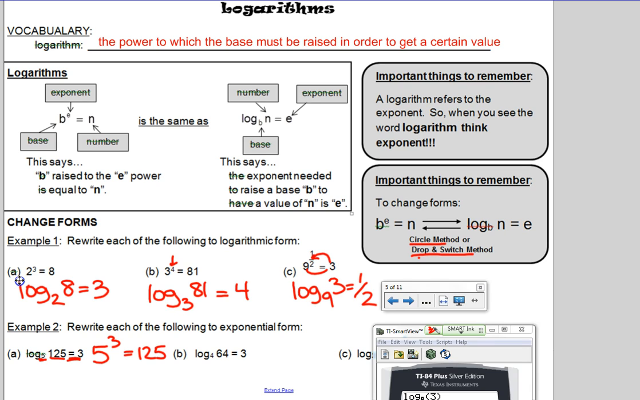So for B, we have the base number is 4. Then the power is on the other side. The power is 3. And we want the 4 to the 3rd to equal this value right here, 64.